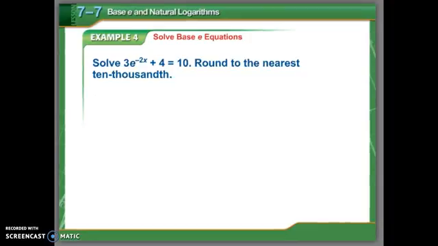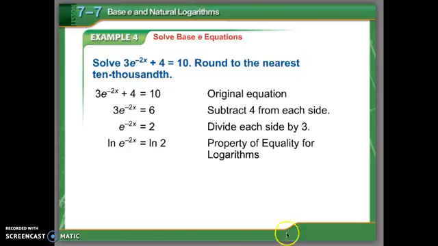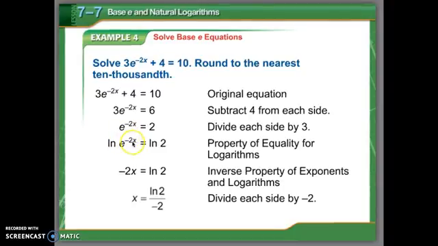Okay, example 4. We've got an equation this time to solve. It says 3e to the negative 2x plus 4 equals 10, and we're going to round to 4 decimal places for our answer. So the first thing we want to do with this is subtract 4 from each side. Then we're going to divide each side by 3. Then we're going to take the natural log of each side, right here. Then we remember that with the property of logs, we can bring the negative 2x down in front.